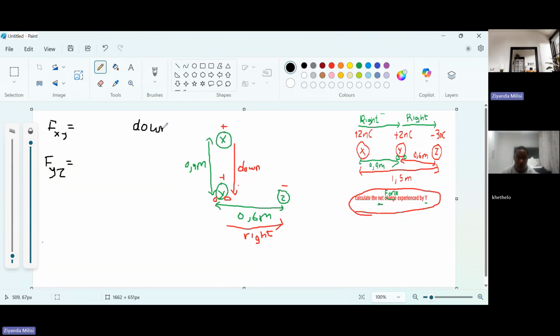You must calculate it again because you didn't write it. This one will still be to the right, to the right. Okay, or you say east. Nine times 10 to the power, times X on Y.